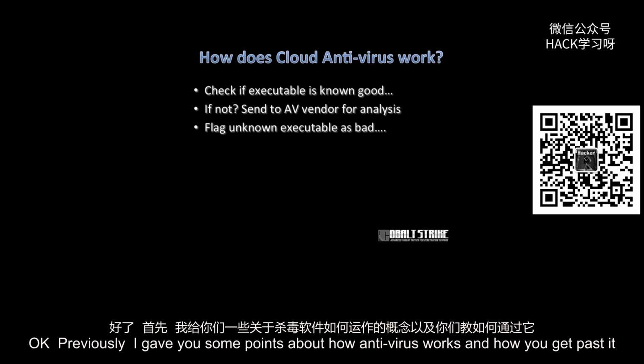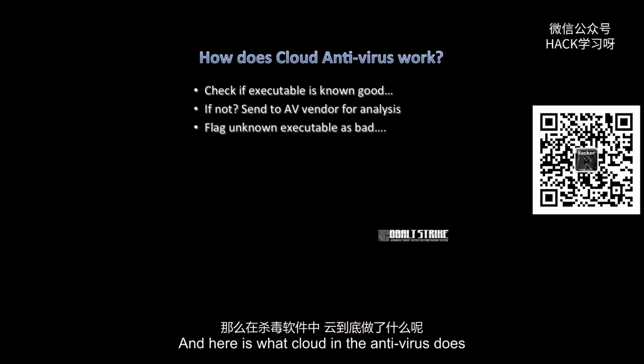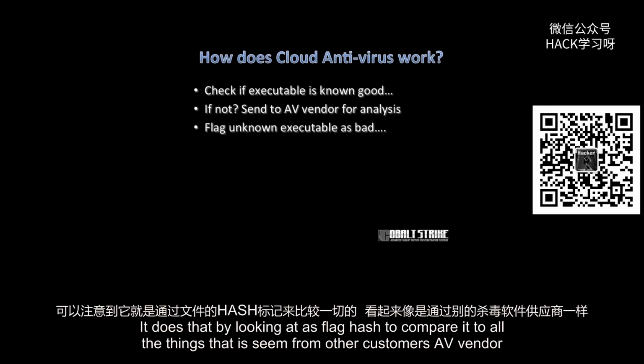Okay, previously I gave you some pointers about how antivirus works and how to get past it. Well, in this day and age, we also have to contend with cloud antivirus products. And here's what a cloud antivirus product does. It checks if an executable is known good, and it does that by looking at its file hash and comparing it to all the things that it's seen from other customers of that vendor.